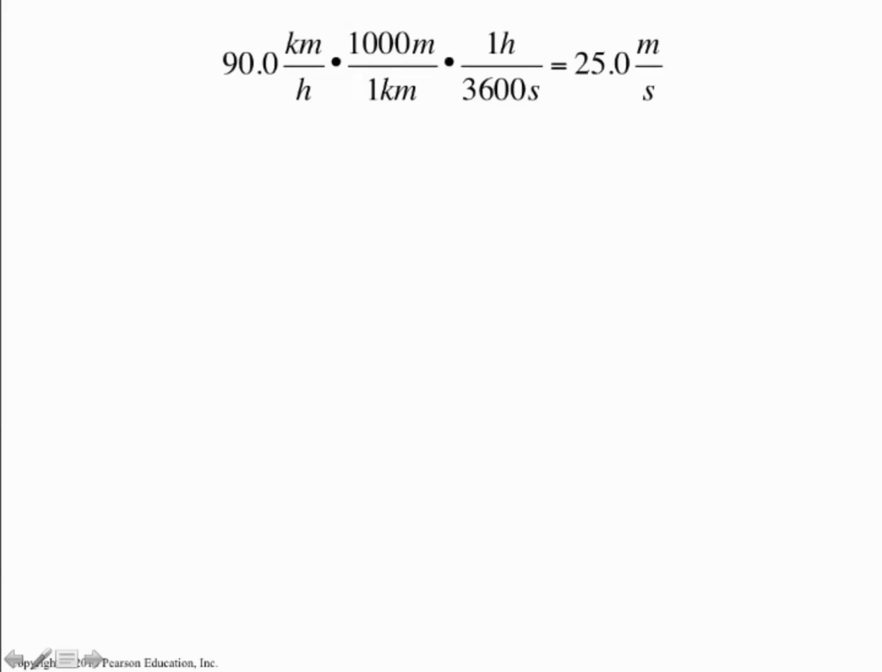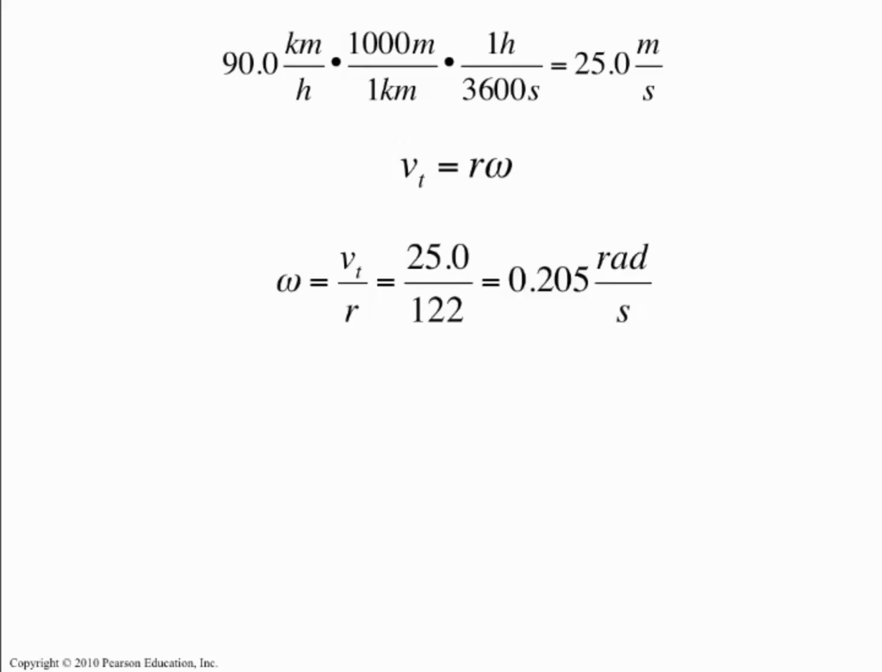Okay, so now let's go through the solution. We first need to convert 90.0 kilometers per hour to meters per second, and so we do that. And then we use our equation V_t equals r omega. Getting omega by itself gives us V_t over r, and then we just plug and chug, and we end up with 0.205 radians per second.